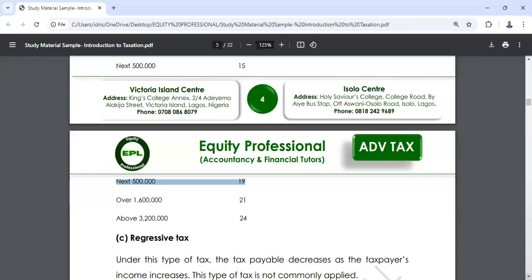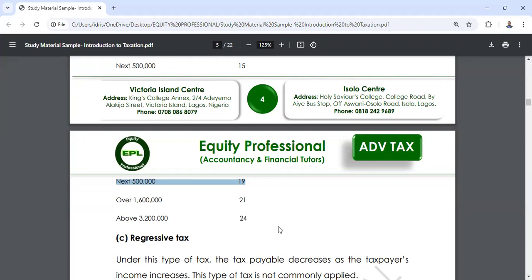That 900,000 is going to be charged at what rate? Who can tell me? 21%. Because that 900,000 is going to be charged at the rate of 21%. That is personal income tax.